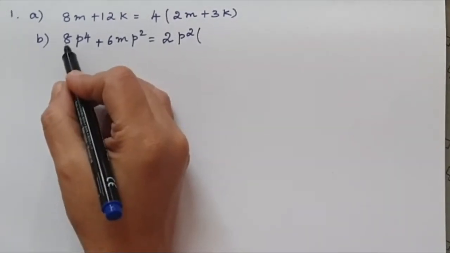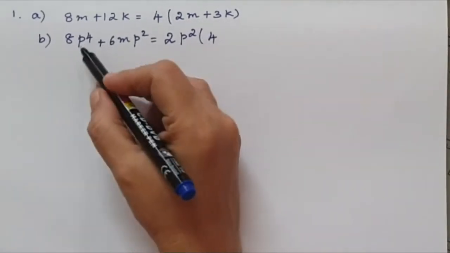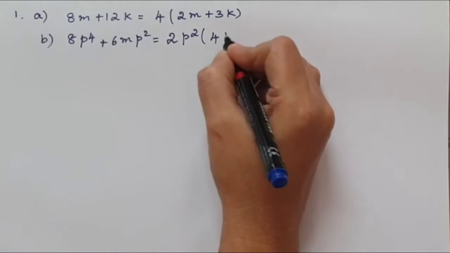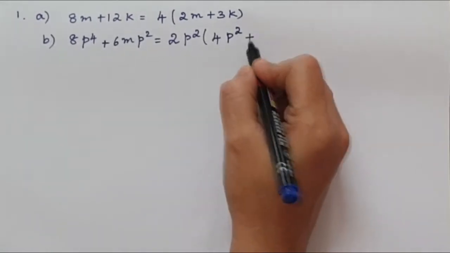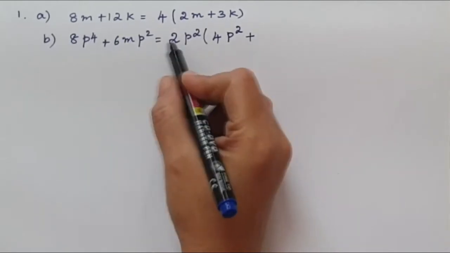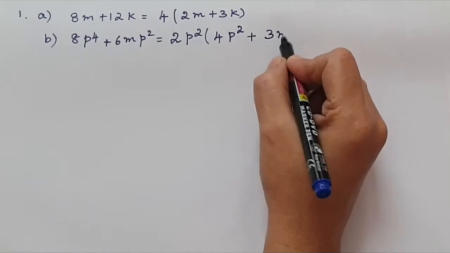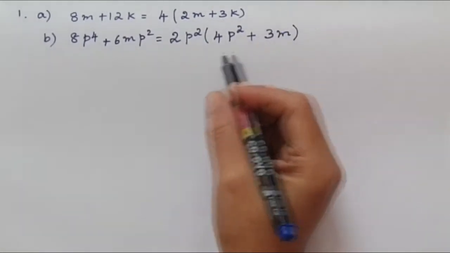So now for the number 8, 2 times 4 is 8, and then p squared, we need to get a p power 4. So we need to multiply by p squared. When you multiply, you add the powers. Then for this number, 2 is removed, so it will be 3, and m is not removed outside. Then p squared is already removed. So only this much will be your answer.